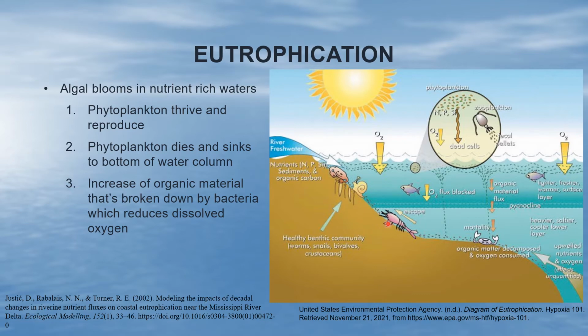And then this creates a positive feedback loop because more and more organic material then is lining up the ocean floor and is being decomposed by bacteria, which is utilizing more oxygen and decreasing the oxygen content in this bottom layer. So then even some organisms that might be able to survive at certain dissolved oxygen content are no longer able to, and then the area becomes hypoxic or a dead zone.